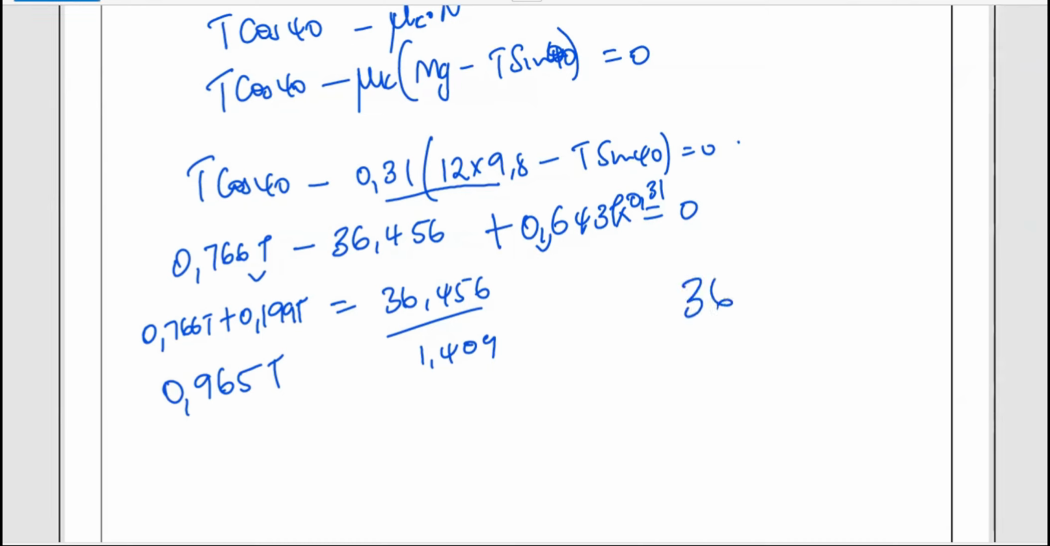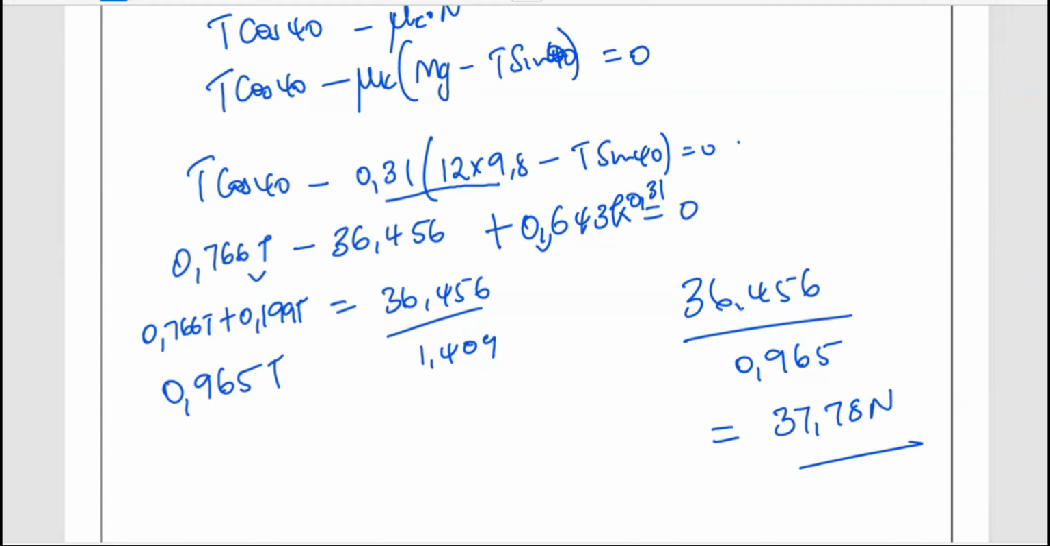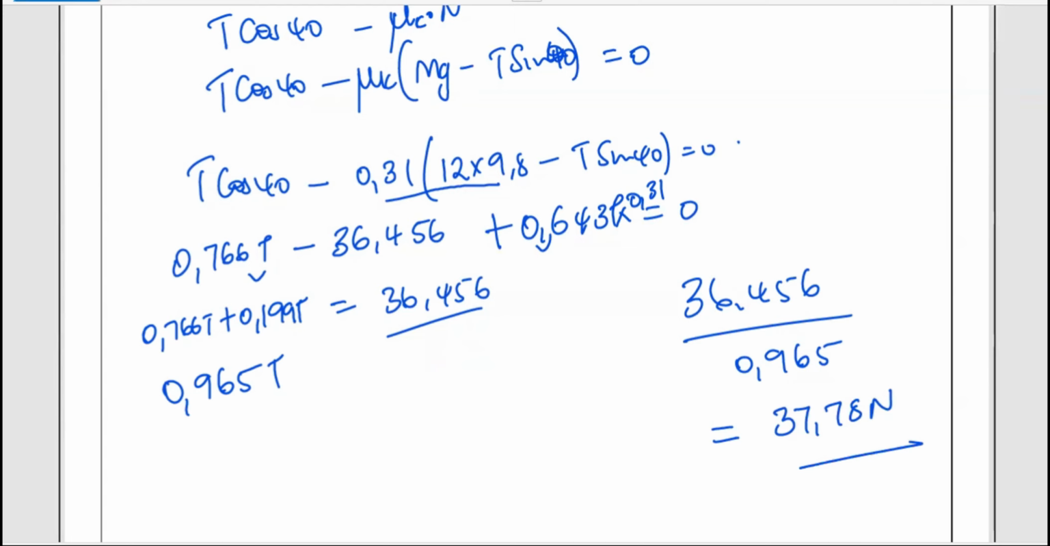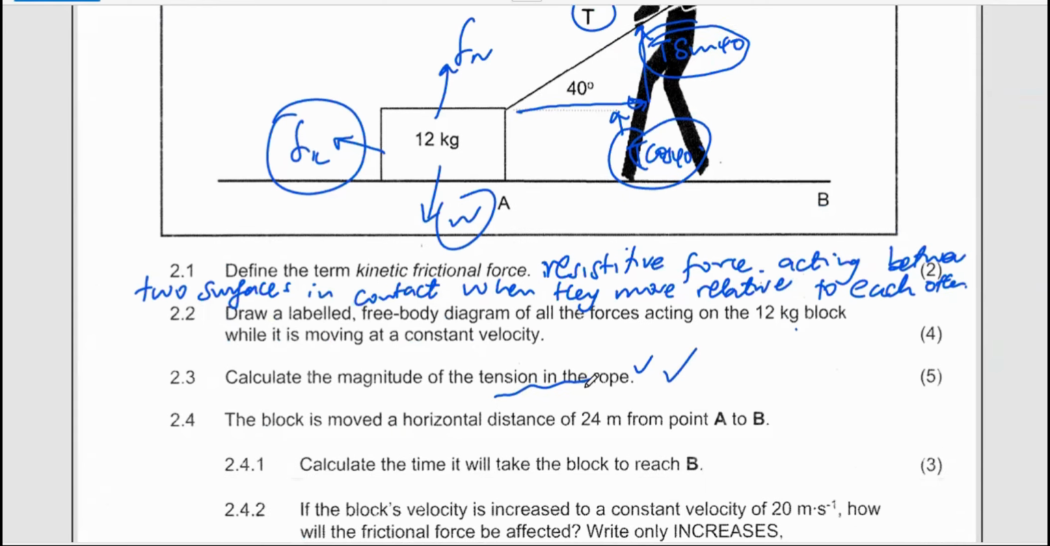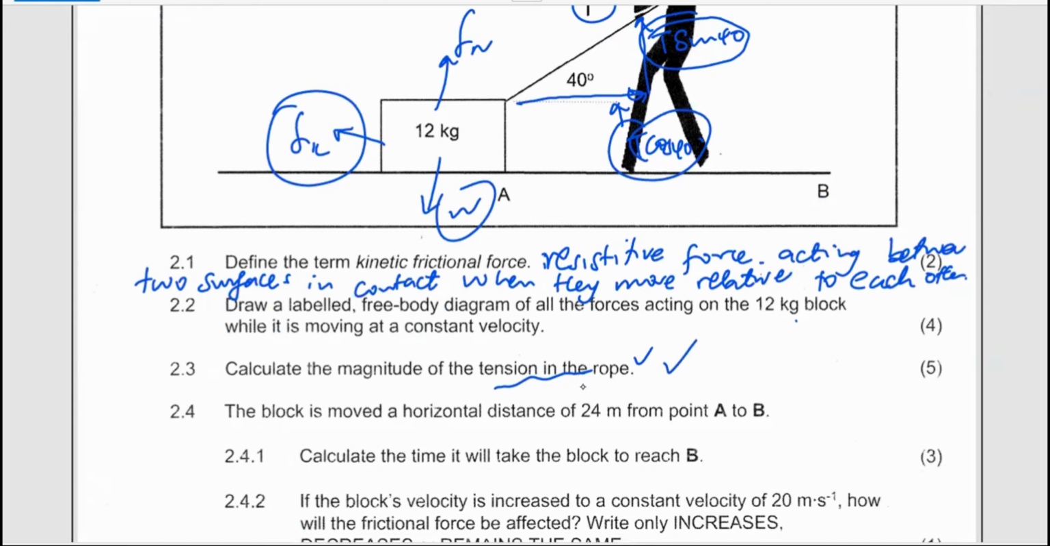So it's 36.456 divided by 0.965. And this gives me an answer of 37.78 newtons. Okay, so that is what we had to do for the tension. Have we answered the question for the tension? Yes. Then 2.3, they are telling us that the block is moved a distance of 24 meters, from there up to there.